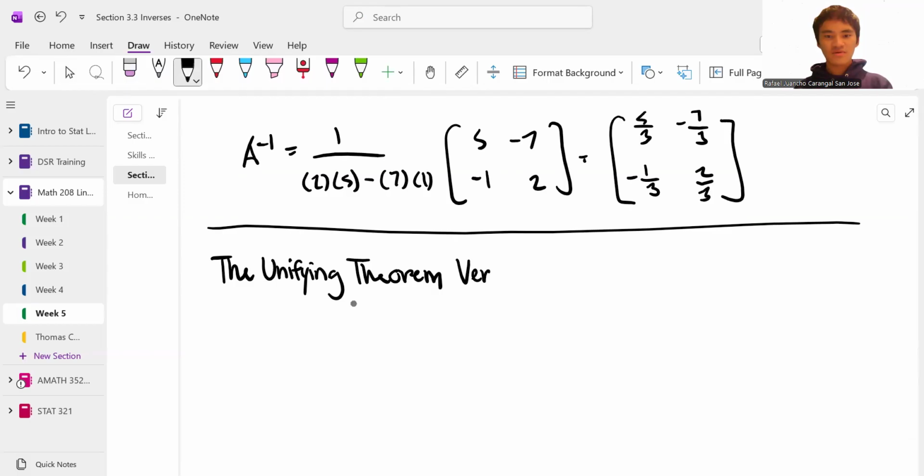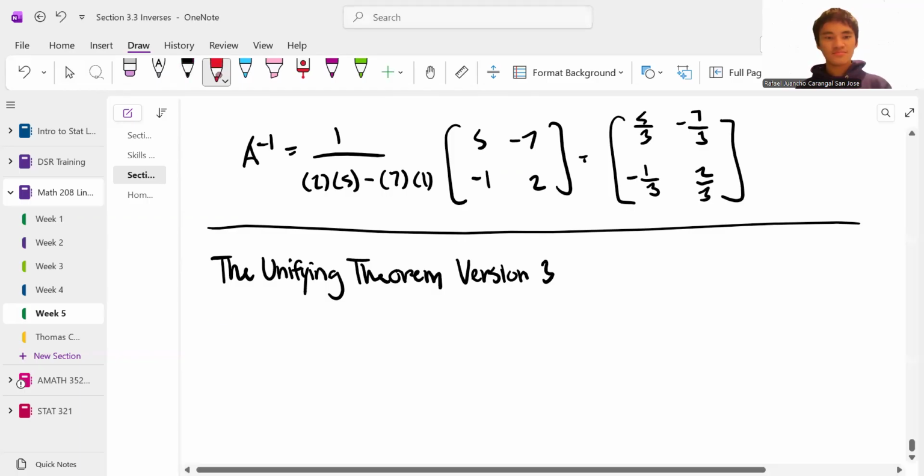And this is, I think, version 3. So we've been adding a lot of stuff from this. Summarizing the results we have proved about invertible matrices, we're going to add one more important condition to the unifying theorem. Let's do it.